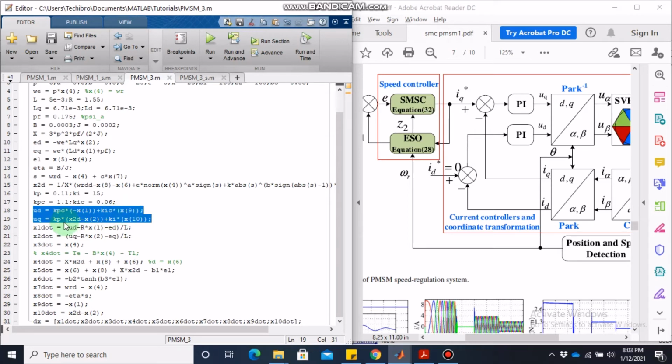Then UQ is equal to KP times the desirable value of IQ minus the actual value of IQ, which is x2, plus KI times x10. x10 is basically the integral of the error between the desirable and actual value of IQ. So these are the 10 state variables that you have to use in order to fully encompass the model that is given in this paper.